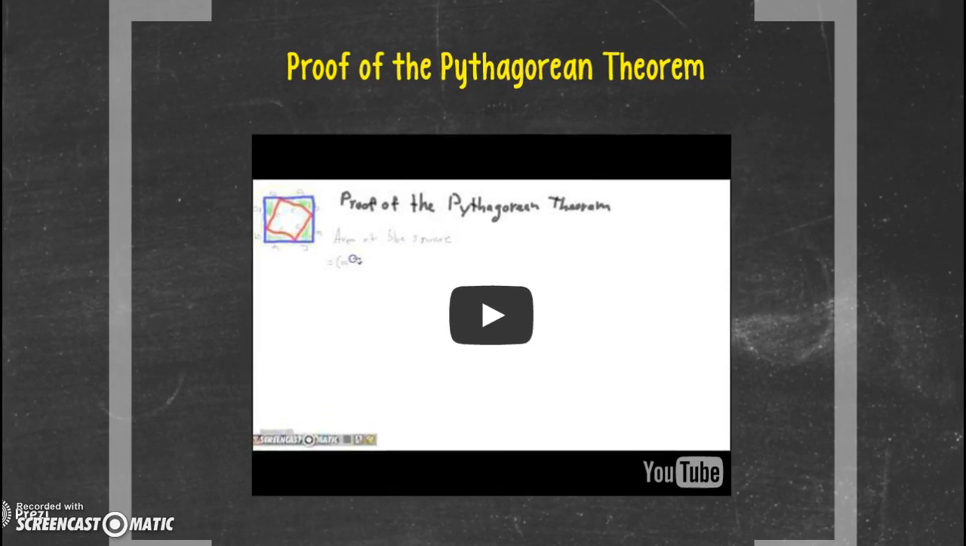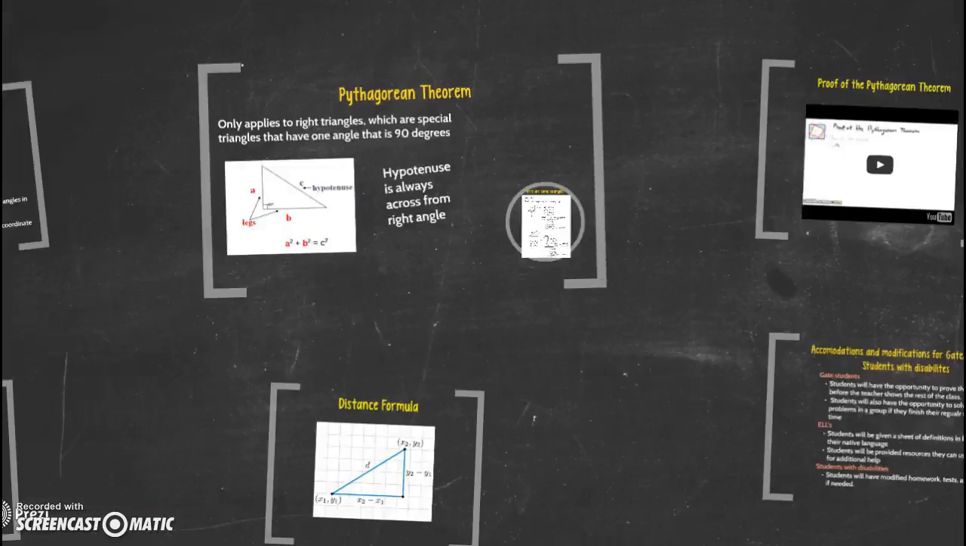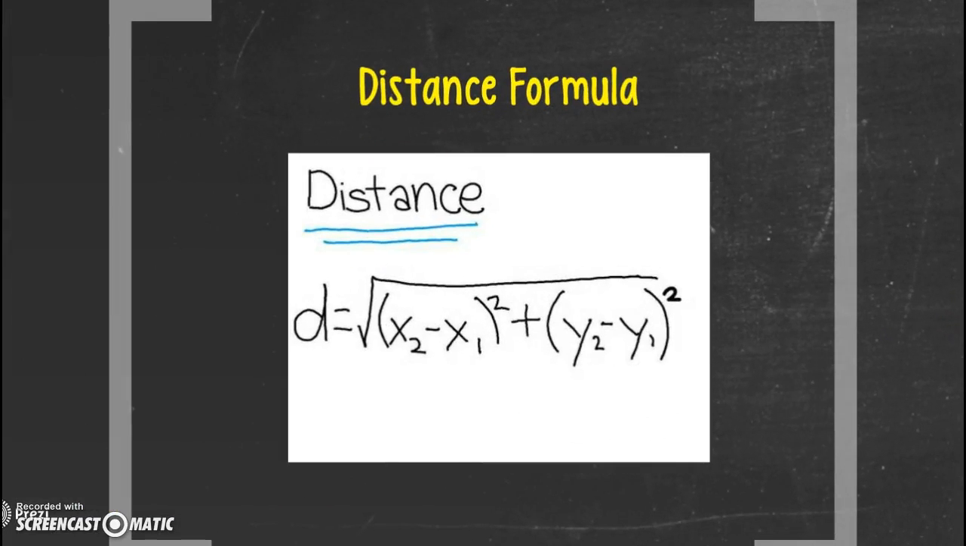Here's a YouTube video. It's a few minutes long. I don't need to play it right now, but it's a proof of the Pythagorean theorem. And then we'll move on to the distance formula.